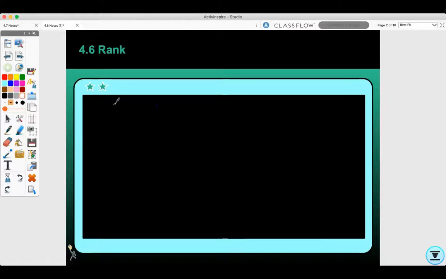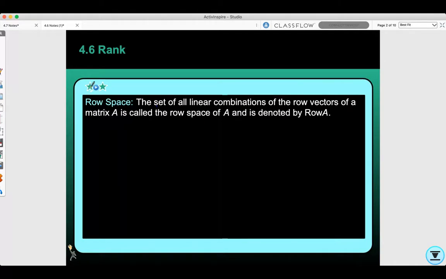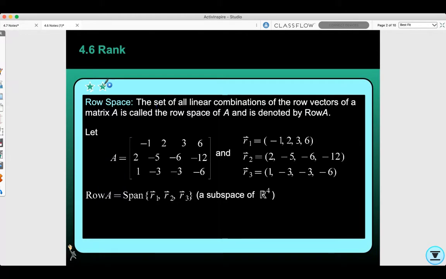Today we're going to do section 4-6, rank. Row space: the set of all linear combinations of the row vectors of a matrix A is called the row space of A and is denoted by Row A. Let A be that matrix and R1, R2, and R3 be the rows. Row A is the span of R1, R2, and R3, a subspace of R4.